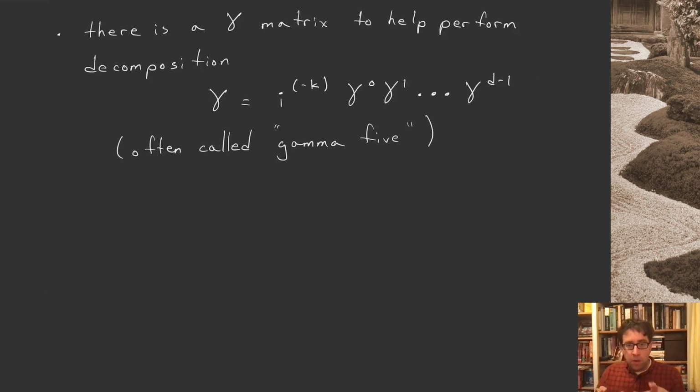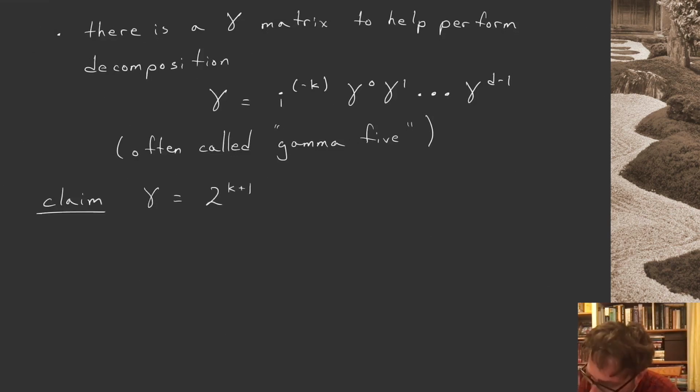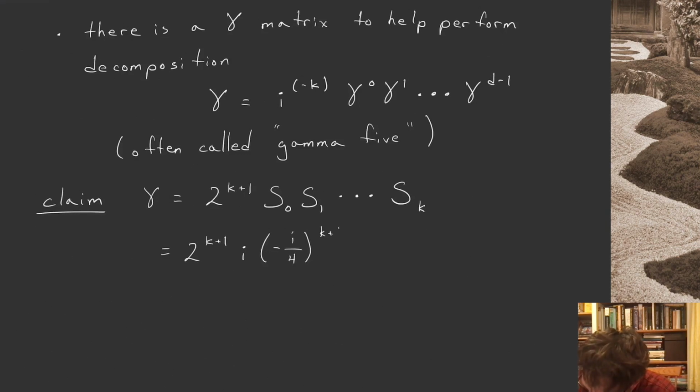Okay, now to see how this gamma matrix helps us perform this decomposition into these two sub-representations, I want to rewrite this gamma 5 matrix in a different way. So I have a claim that I can also write it as 2 to the k plus 1 power times these spin operators that I introduced a few minutes ago. Now how do I see that? Well, I just replace those spin generators with their definition in terms of the Lorentz generators. So I've got 2 to the k plus 1. I've got a factor of i from the time component. I've got a minus i over 4 to the k plus 1 for all the other Lorentz generators. And then I have a product of these commutators, gamma 0, gamma 1, gamma 2, gamma 3, all the way up to gamma 2k plus 1.